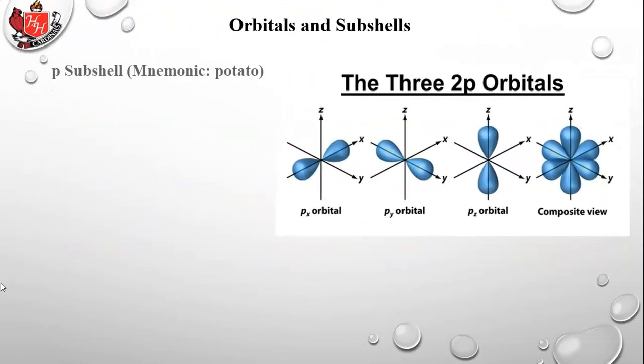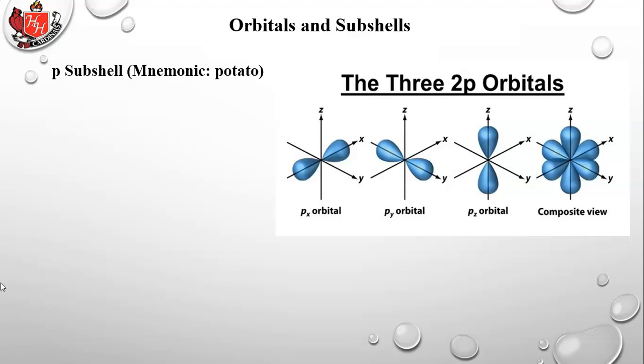Now we're going to look at the p orbitals. So this is the p subshell. And the mnemonic is potato, because they kind of sort of look like potatoes. Not really, but they kind of do, but potato starts with a P. So just remember the P subshell is the potato subshell. So let's take a look at those.